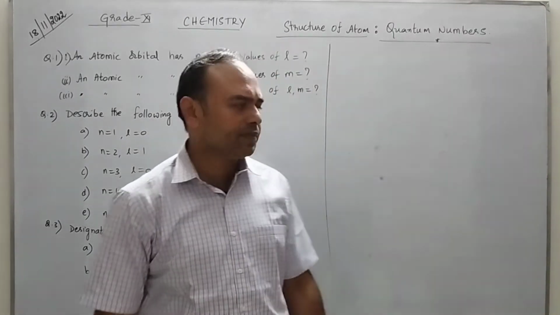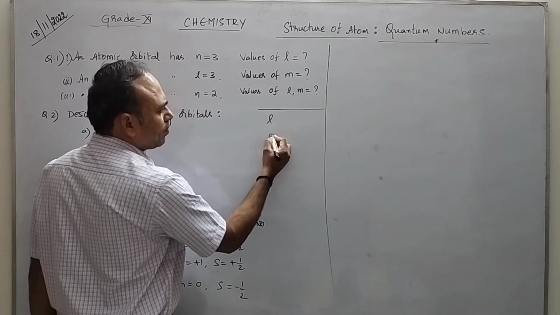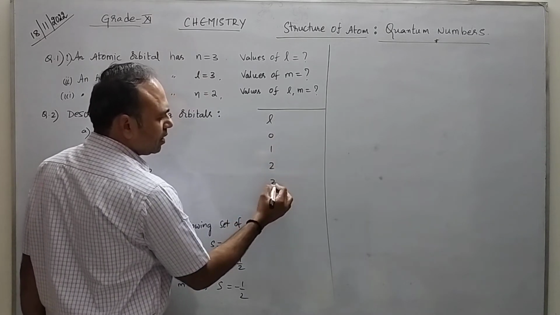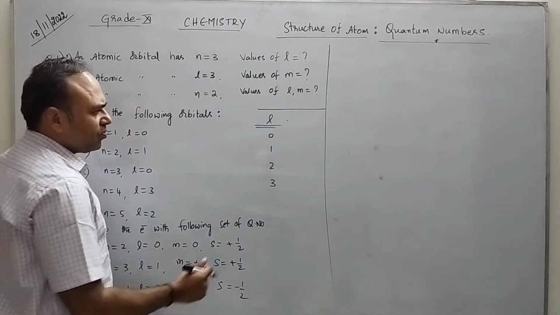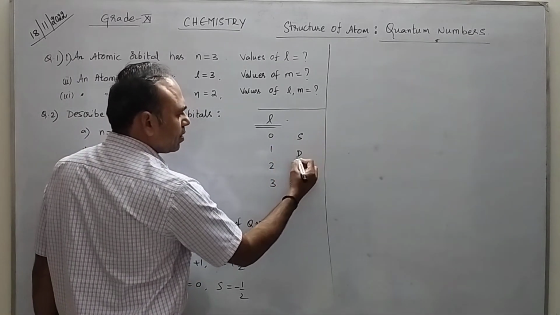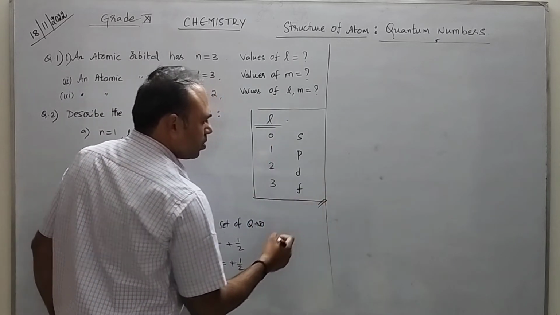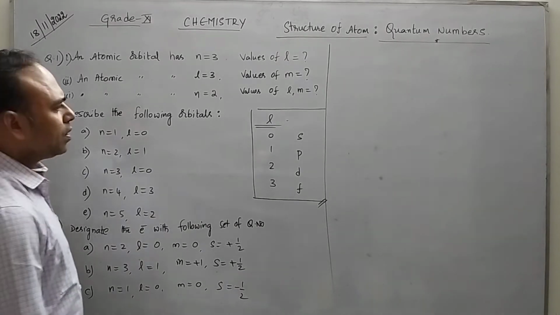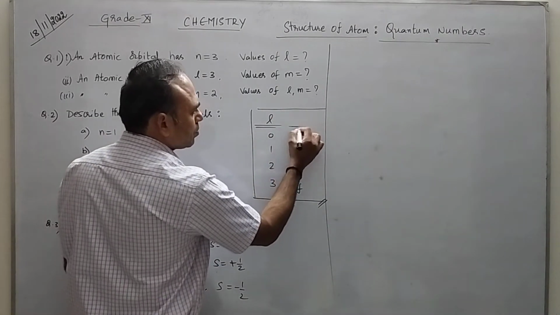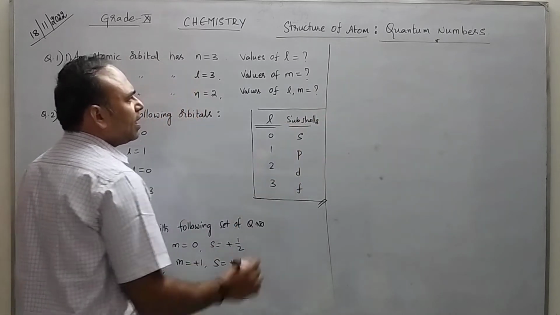Before you start, you have to mark the values of L: 0, 1, 2, 3 and so on. So what are the orbitals of these? We can write like this: 0 means s, then p, d and f. So for the subshells or orbitals we can denote them like this. Now, how do you calculate these questions?